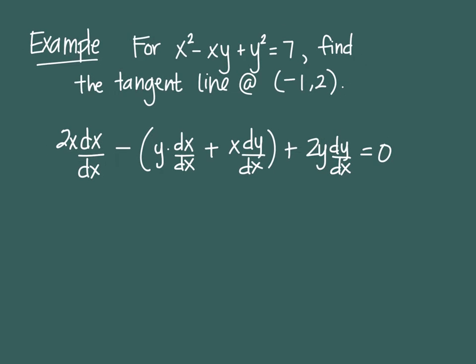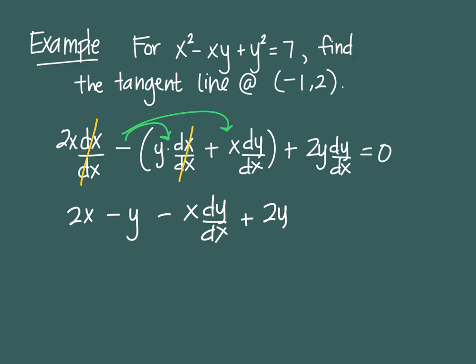So when we clean this up, we can simplify the dx's, but we have to remember to distribute the negative. And so we'll have 2x distributed to a negative y and distributed to an x dy dx plus 2y dy dx.